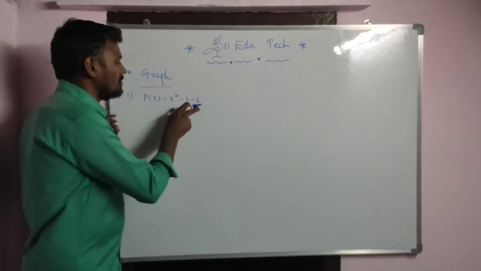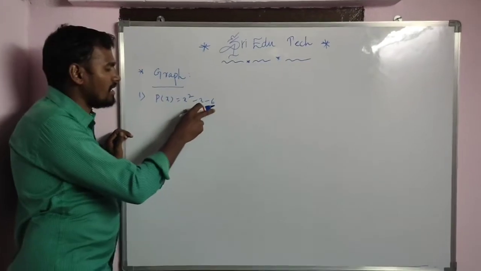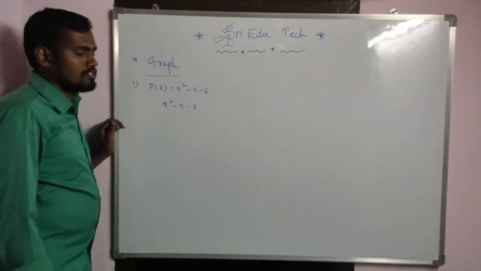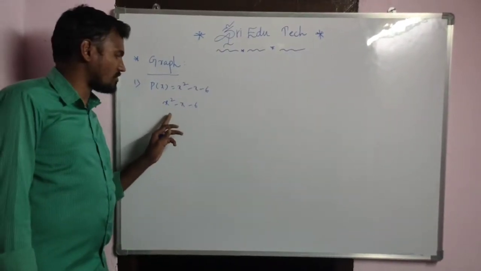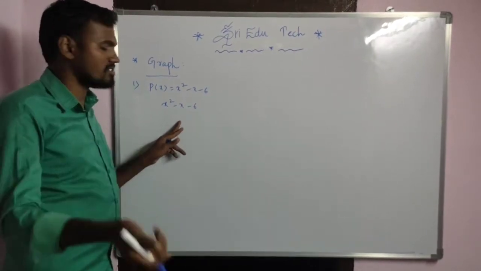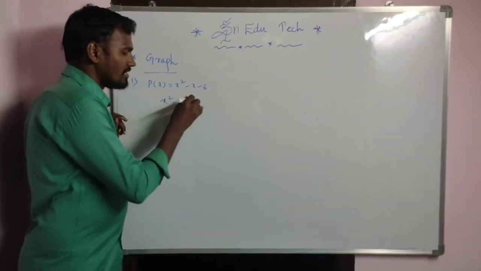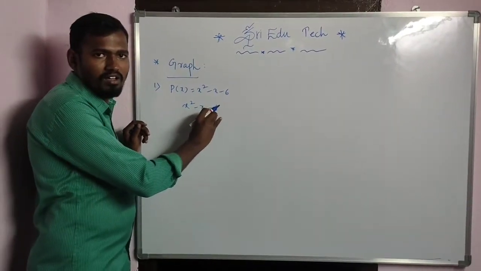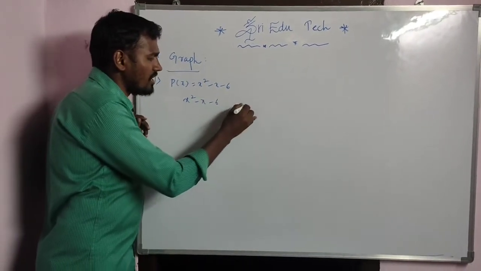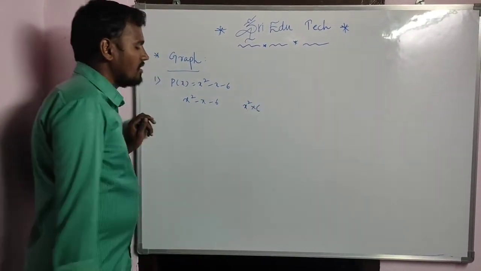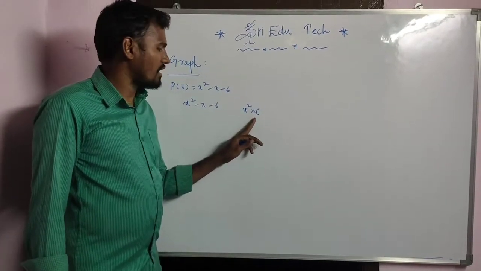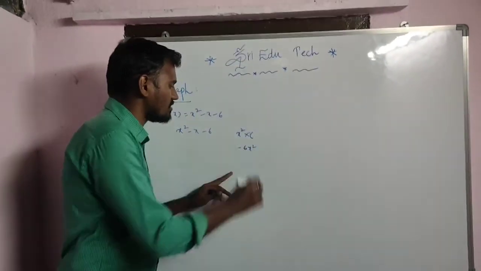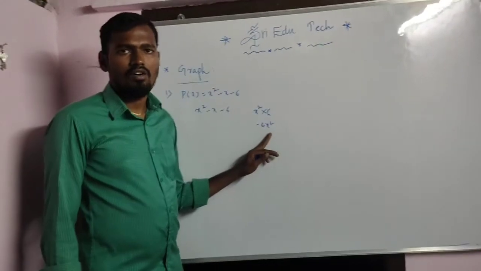Let's see, first we have to find the zeros of the given polynomial, that is x square minus x minus 6. So before finding the factors of the given polynomial, there is a process. See here, first you have to take the first and last terms of the given polynomial, then multiply them. What are the first and last? x square and 6, right? So multiply it, then x square into 6 is 6x square, and with the minus it is minus 6x square, okay?